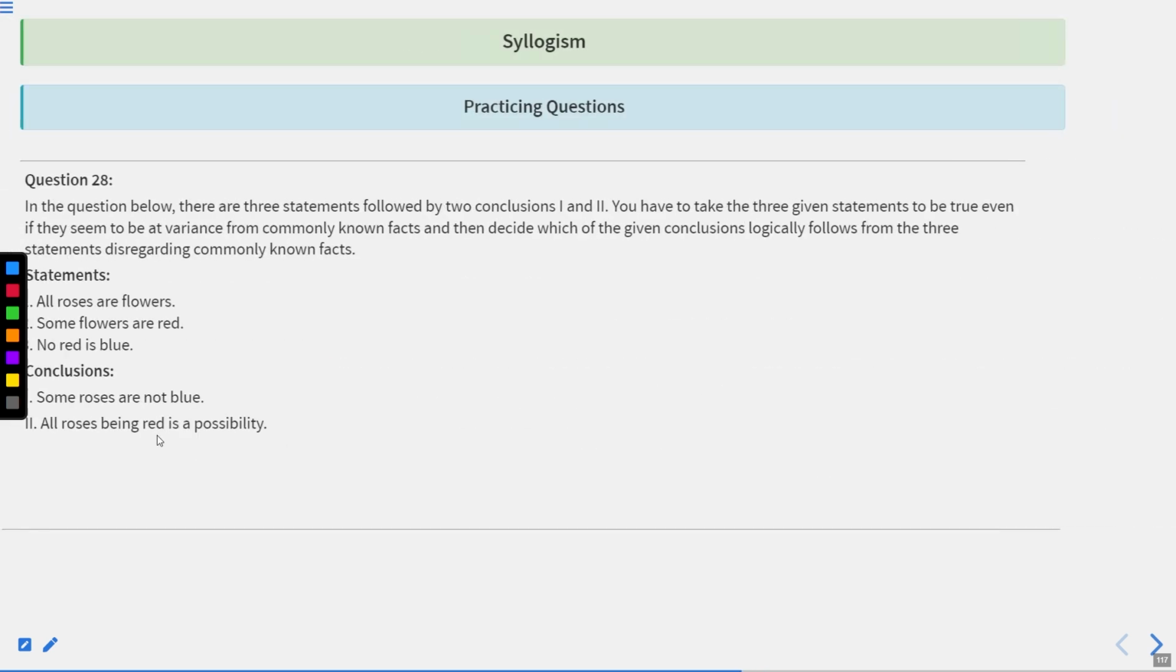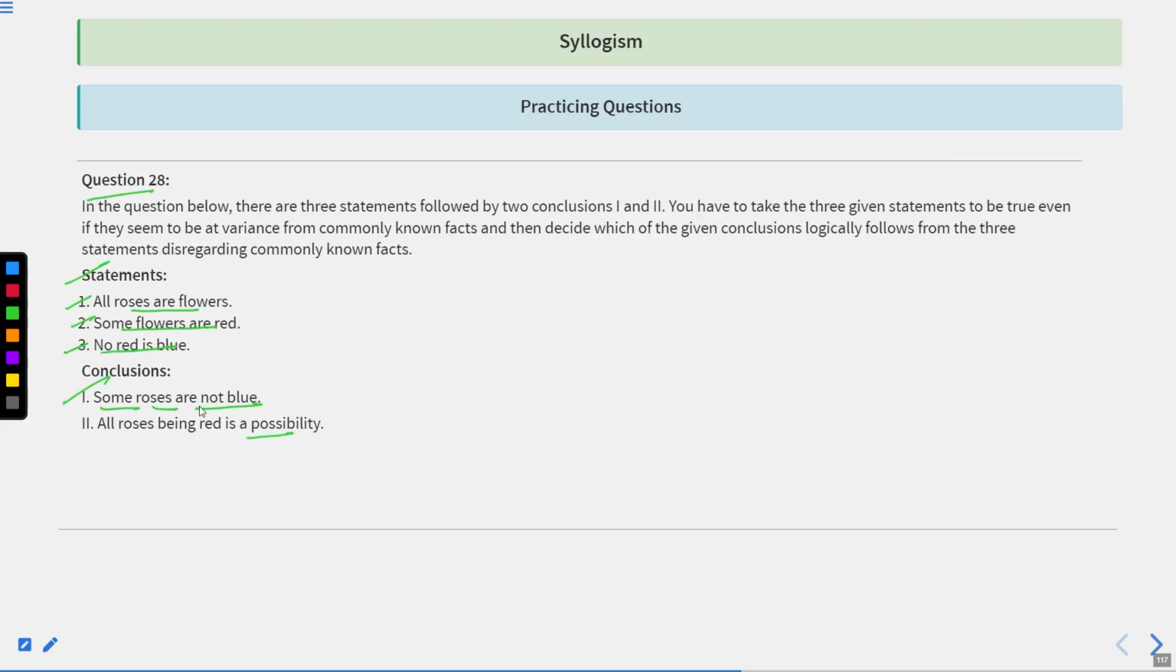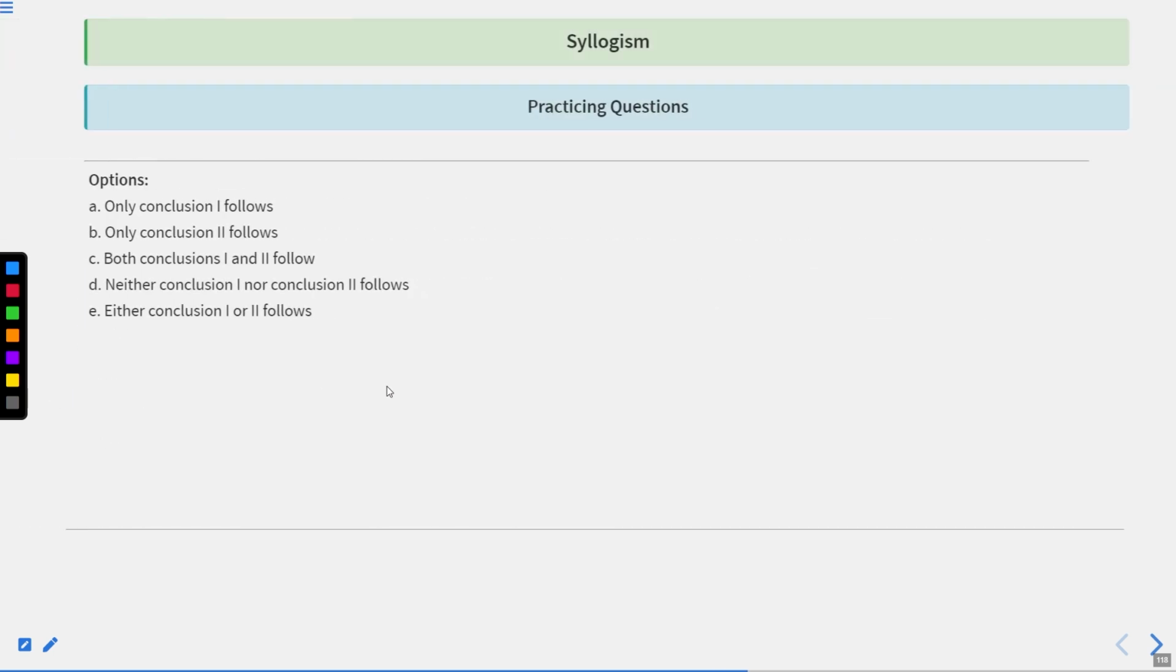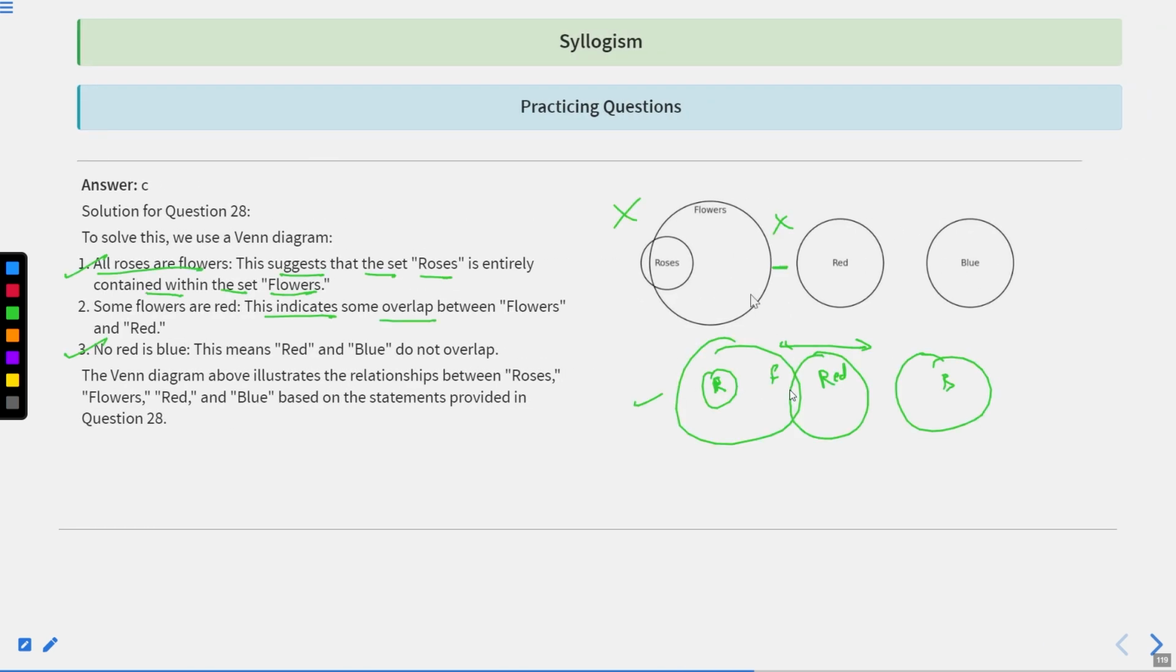So therefore, the statement saying that some roses are not blue, meaning all roses are not blue and no roses are blue, all the three statements are correct. Conclusion 1 seems to be correct. Now, all roses being red is a possibility.